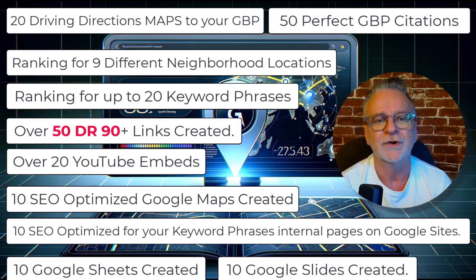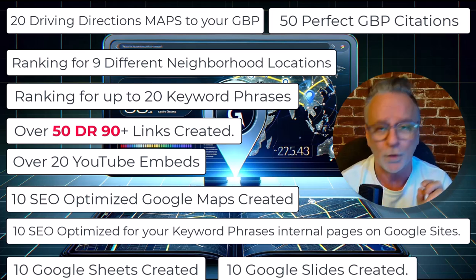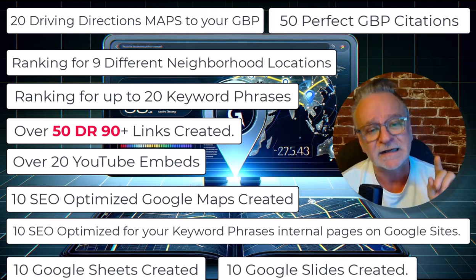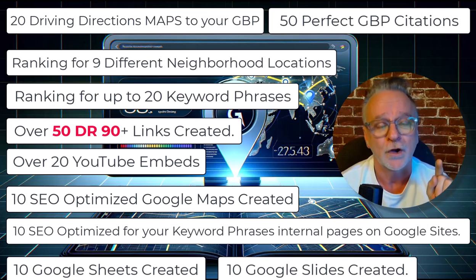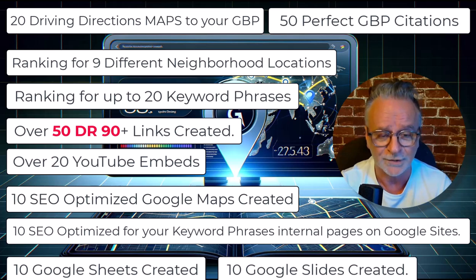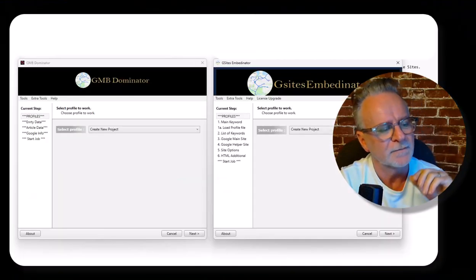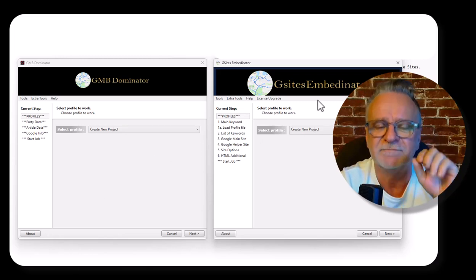Plus, you can add your own HTML for even more embeds or your own linking structures. A detailed PDF report with all the links supplied. That detailed PDF report is hosted on Google Drive and is indexable. That's all from one software suite. It's mind-blowing. So let me show you the softwares: Google Business Profile Dominator and our G Sites Embedinator.